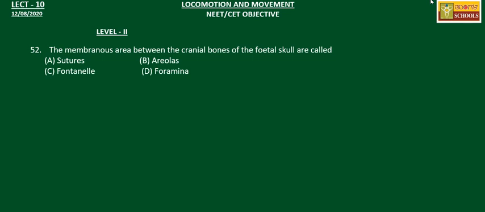In the last session, we started to see questions from level 2. So now in this session, we will continue a few more questions from level 2 and then continue to level 3 questions. So now here we have a question from level 2. The membranous area between the cranial bones of a fetal skull are called.